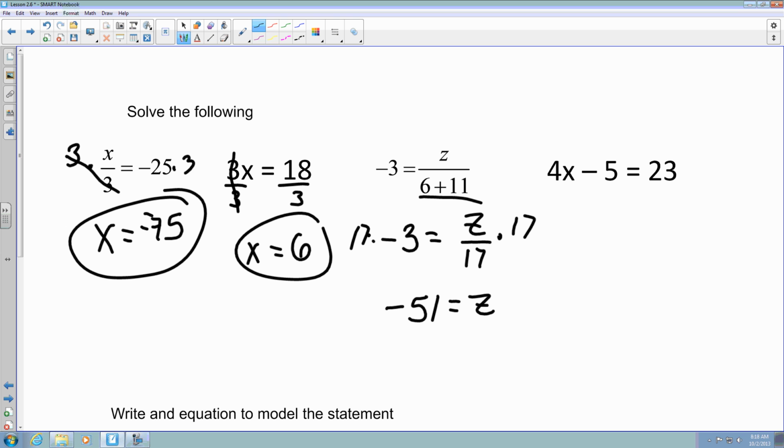Probably the most complex one that we have here is the last example, because we have 4x minus 5 equals 23.